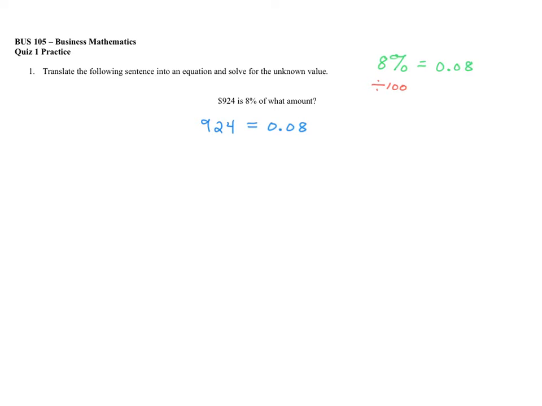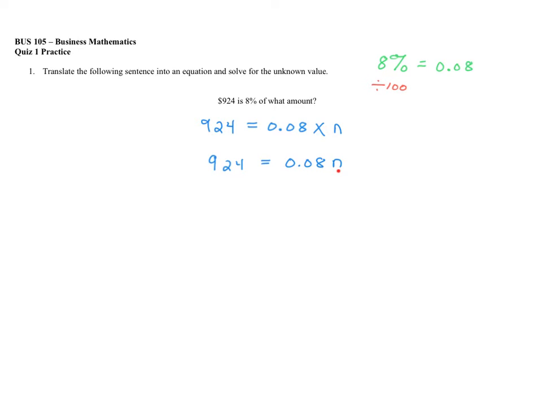And then we have "of," which is telling us to multiply, so you can use an x. And then for "what amount," you can use any variable that you like. I'm going to use an n just so I don't cause any confusion with this x meaning multiply. So here is our equation. And furthermore, you could actually just write this as 924 is equal to 0.08 with an n next to it, because this would indicate multiplication.